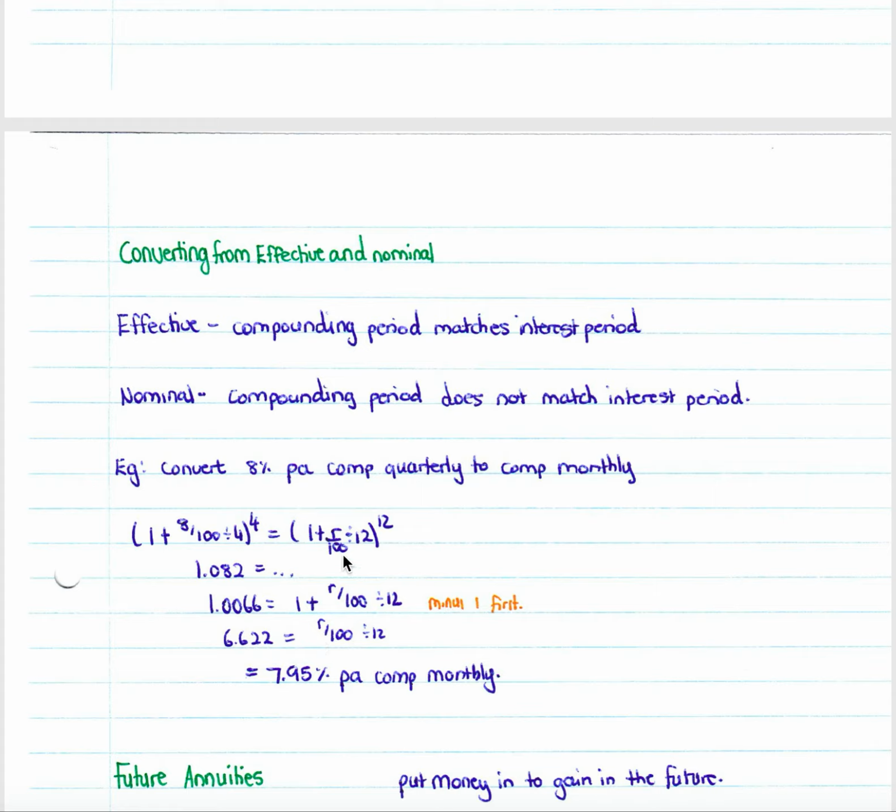In the same way, if you had to do it the other way, you'd use the same layout, simply you'd be solving for an r here and you would have 7.95 over here.